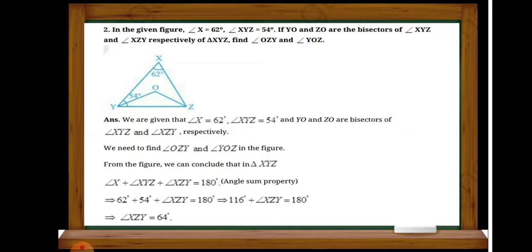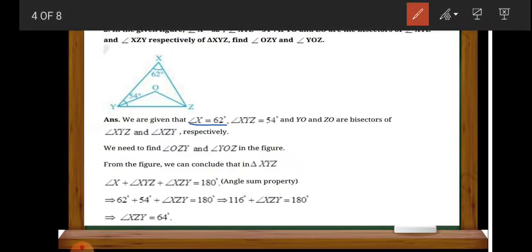Question number 2. In the given figure, angle X is equal to 62 degrees, angle XYZ is equal to 54 degrees. If YO and ZO are the bisectors of angle XYZ and angle XZY respectively of triangle XYZ, find angle OZY and angle YOZ. We are given that angle X is equal to 62 degrees, angle XYZ is equal to 54 degrees. We need to find angle OZY and angle YOZ in the figure.